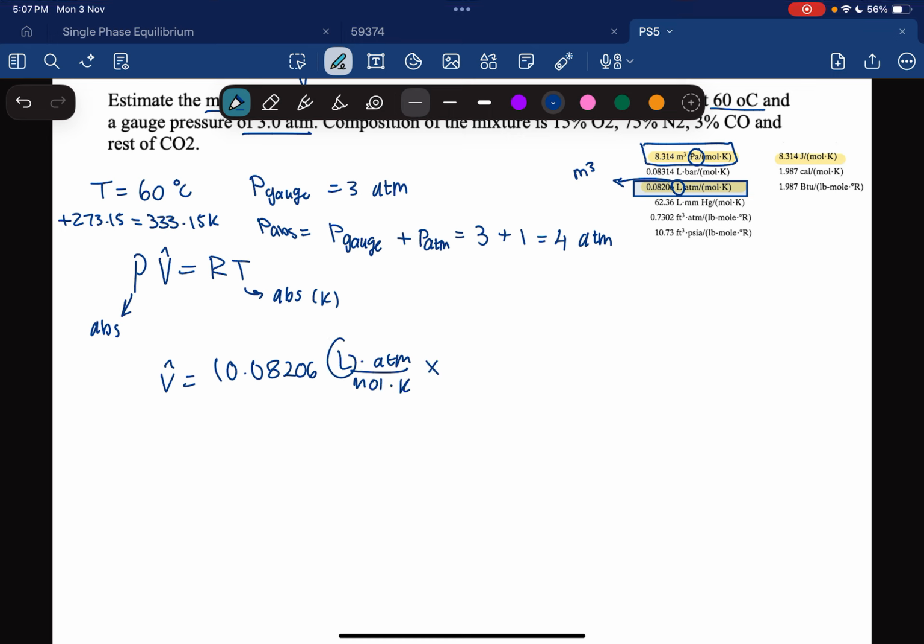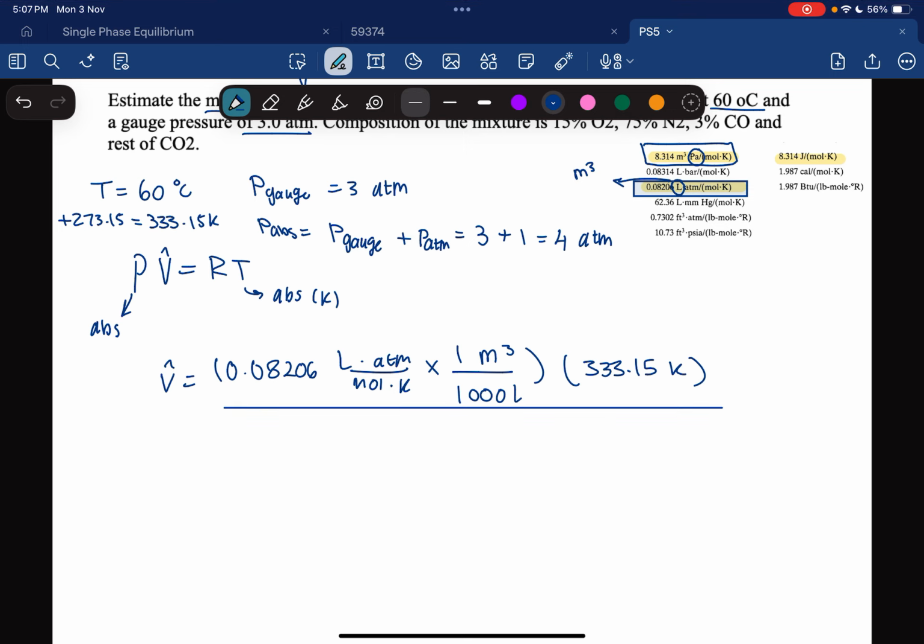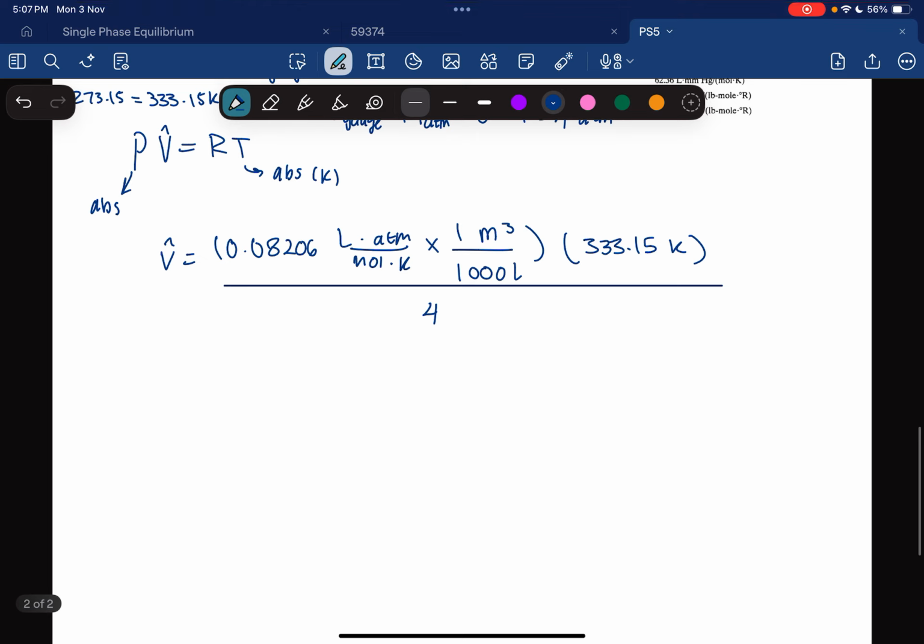And I will need to convert the liter to meters cubed. So 1 meter cubed is 1000 liters. Then I will multiply by the temperature, and then divide by the absolute pressure, which is 4. If you do this calculation, you will get the molar volume to be 6.83 times 10 to the power of negative 3 meters cubed per mole.